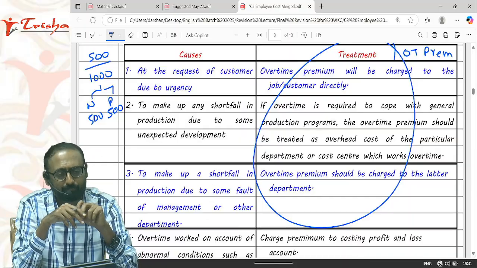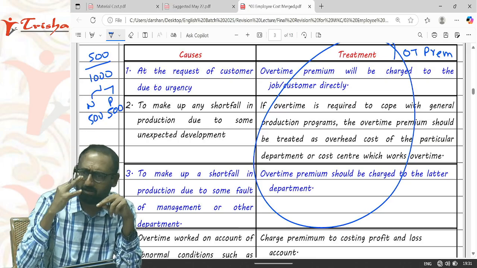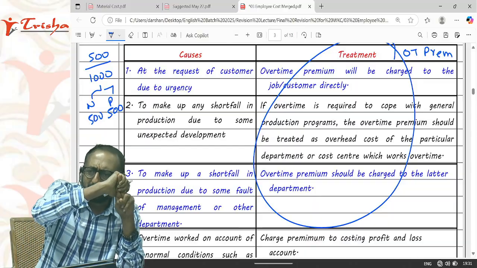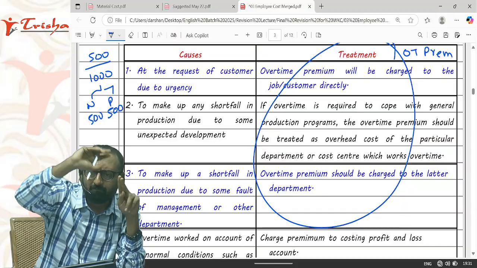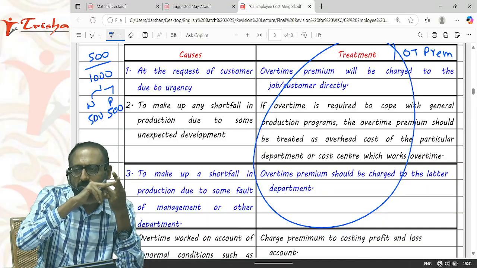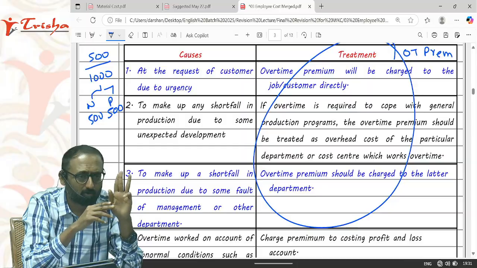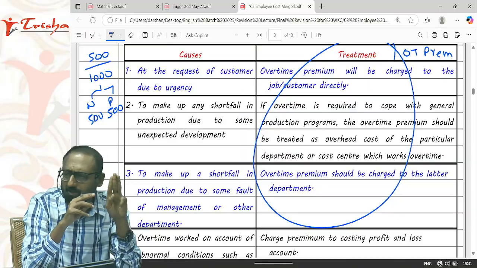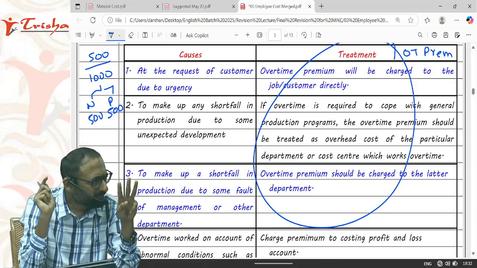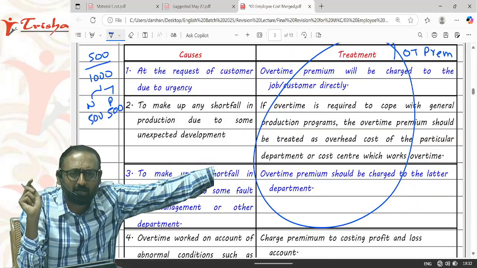Point number one over. Second, if overtime is done because of some abnormal reason, natural calamity or whatever the reason, premium will be transferred to costing profit and loss account. Third situation: if overtime is done because of the fault of another department, whatever premium is paid will be charged to that department which is in default.